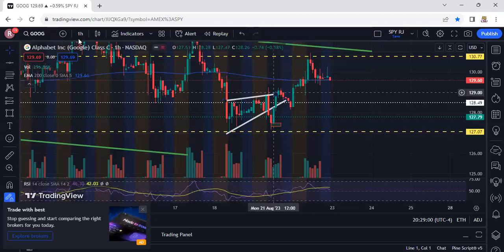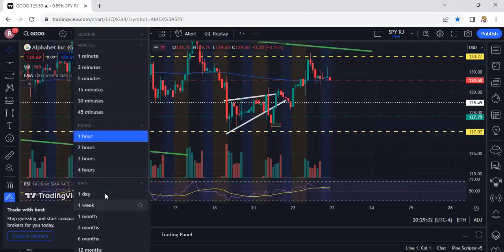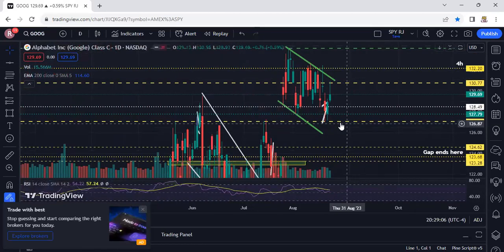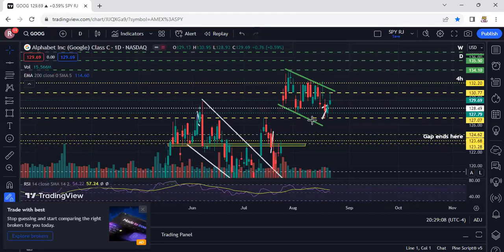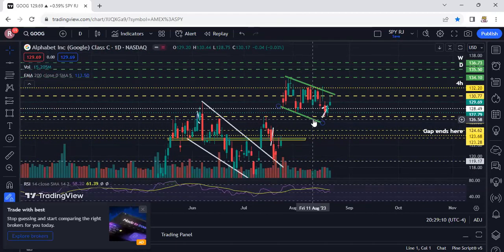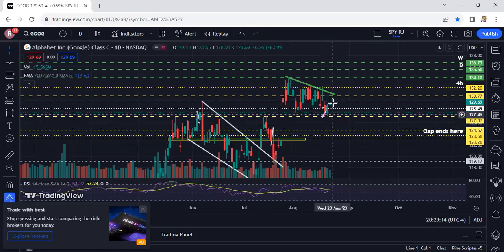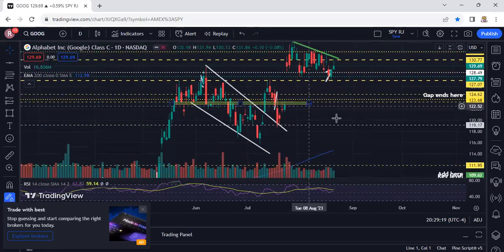But for Google, it's very simple. I'm going to show you guys this from the daily time frame right here. Right now it's in a bull flag, right? So it's definitely in a bull flag on the daily. But if this thing comes down, super, super simple.